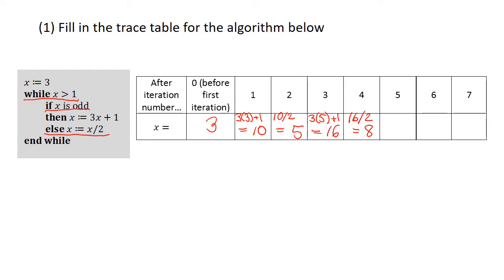Okay, and that's it. And now we will check whether we can do the loop again. So we come back to the top, check the while condition. 8 is greater than 1, so we are going to do the loop. And now we check the if condition.